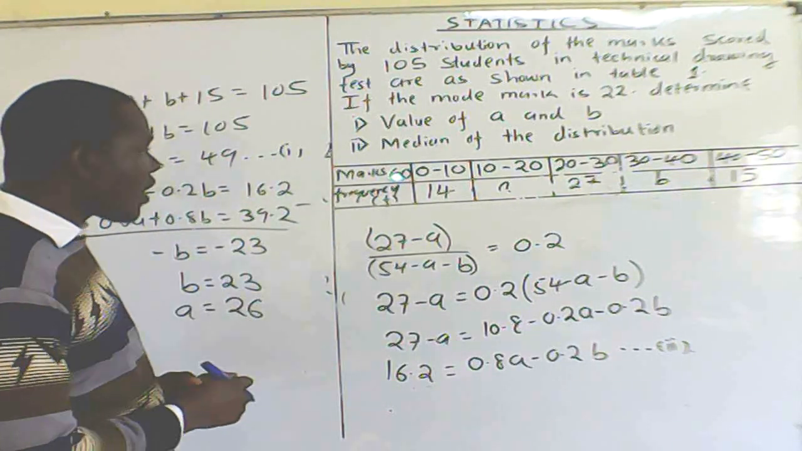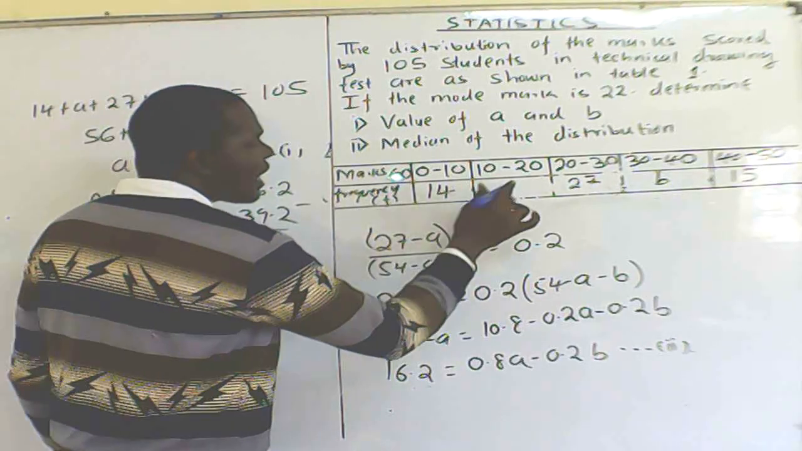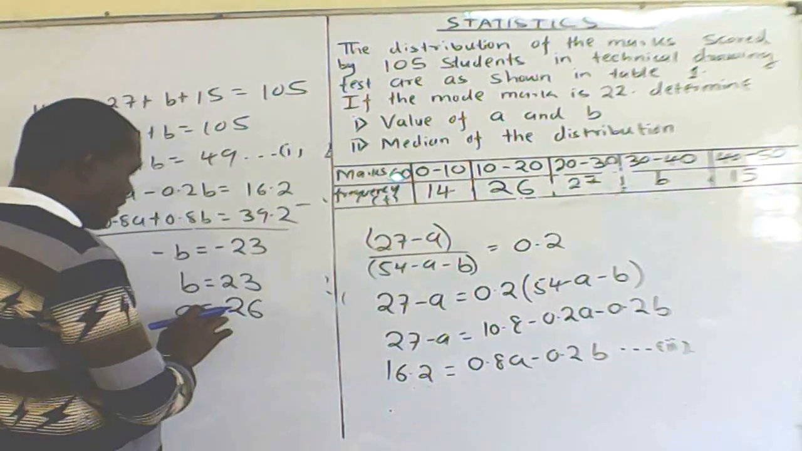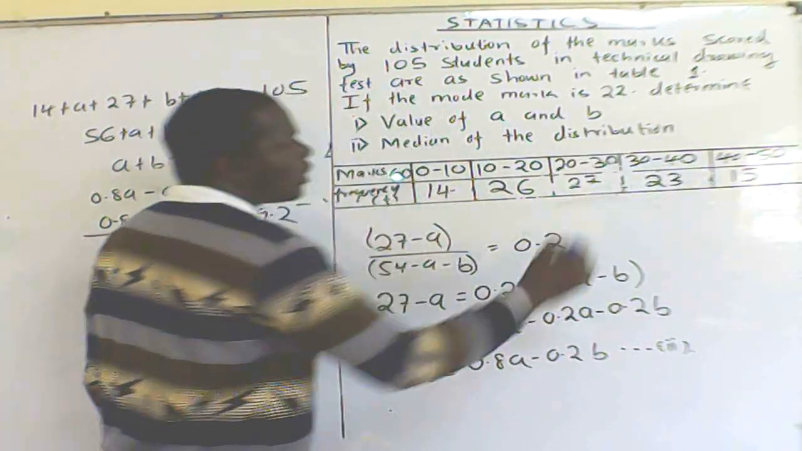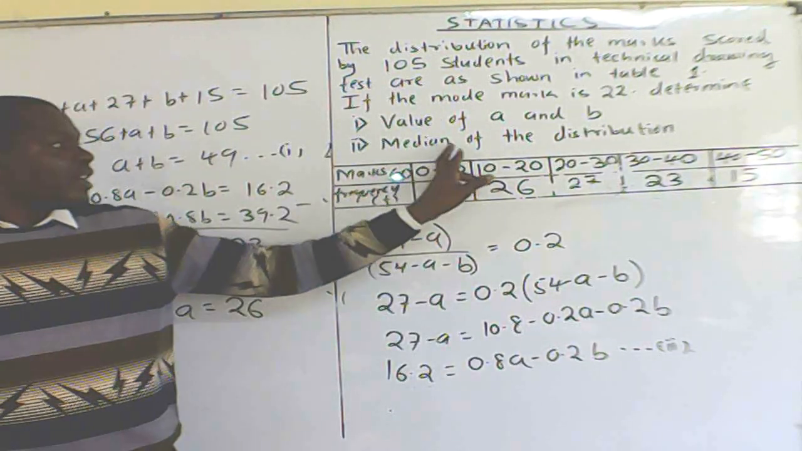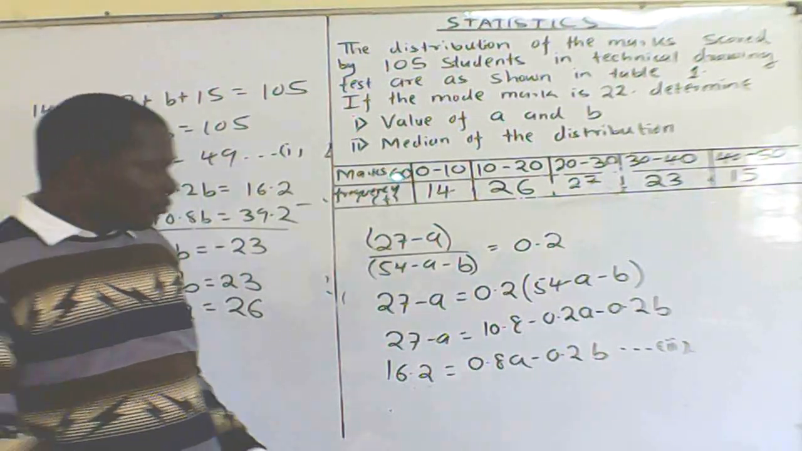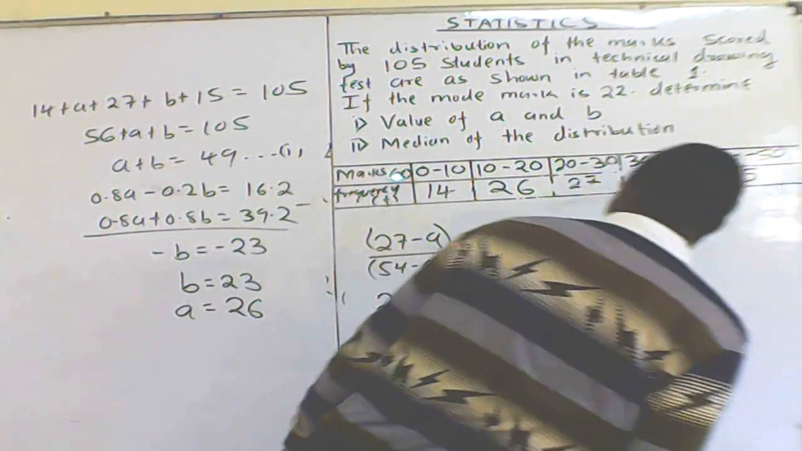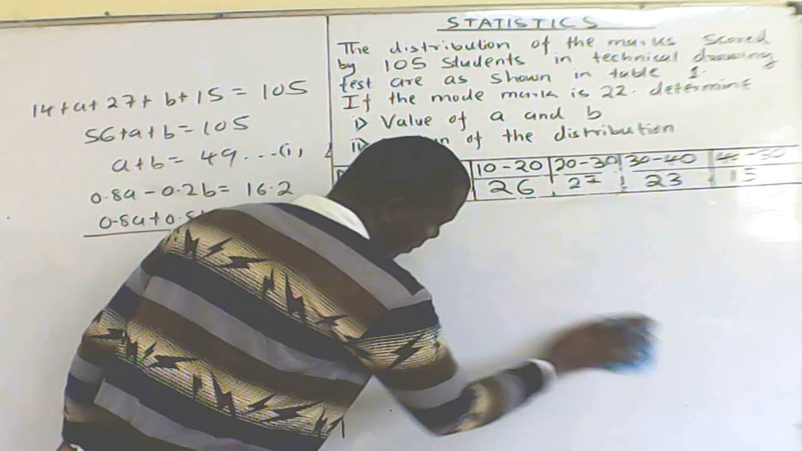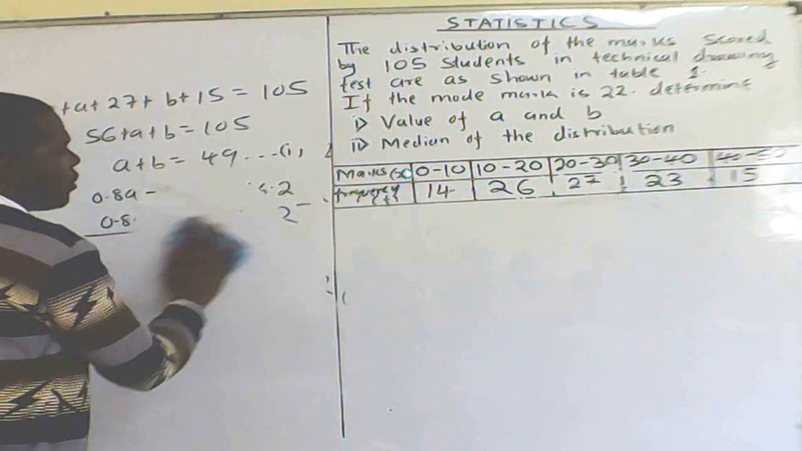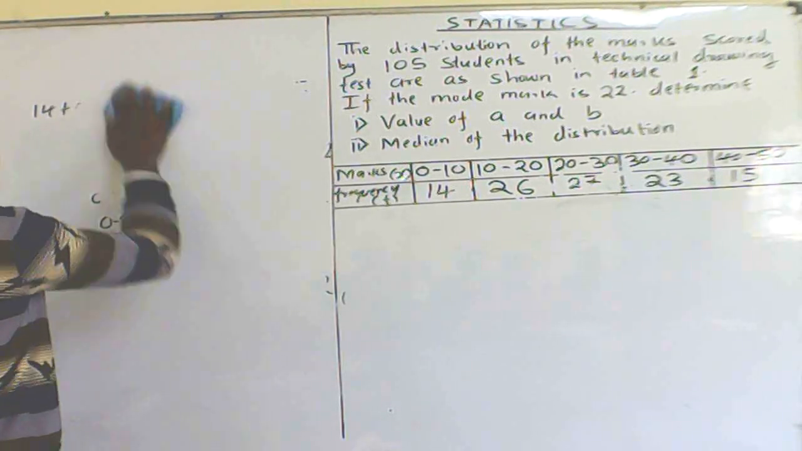Good, so that is how to answer that problem. Where there is A, put the value of A now. We have A is 26. And where there is B, put the value of B now. B is 23. So the second part: determine the median of the distribution. Can you now determine the median?